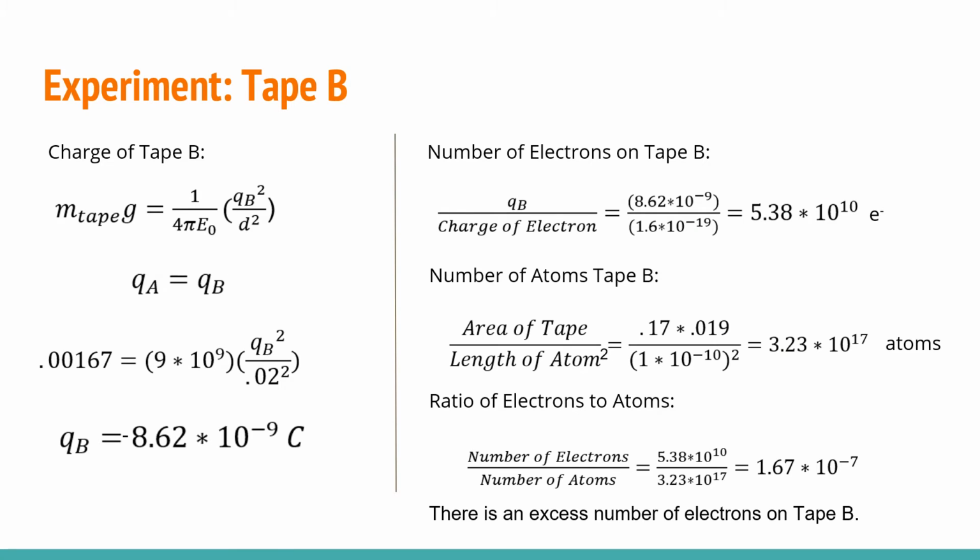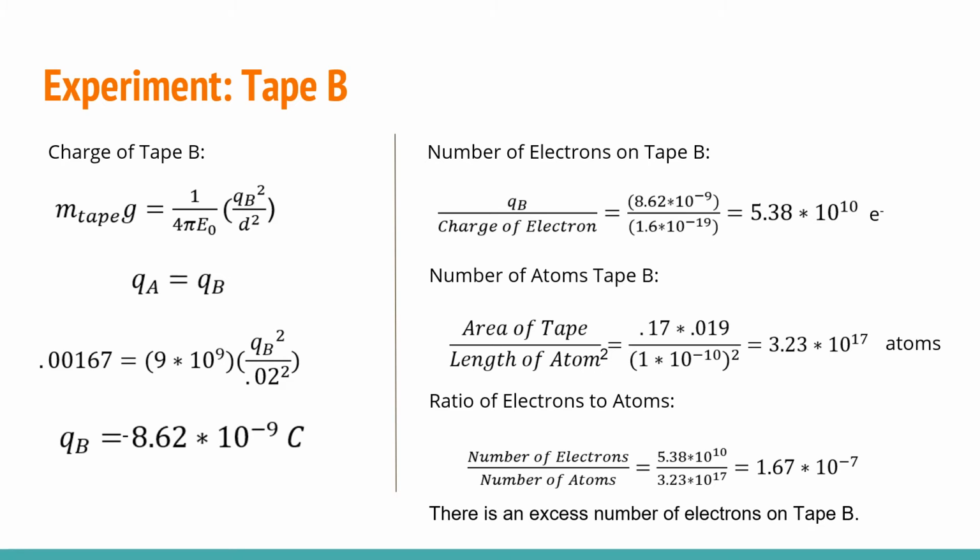Now that the initial observations have been made, the experiment completed, and the physics principles defined, we can calculate the charge of the tape and the ratio of the electrons to atoms. To do this, we need to make assumptions. 1, that each U-tape has the same charge, and 2, that the U-tape is treated as a point charge. To find the charge of tape B, we've already defined that the gravitational force is equal to the electric force, and the charge of tape A equals the charge of tape B.